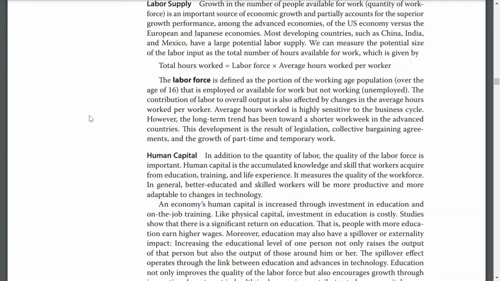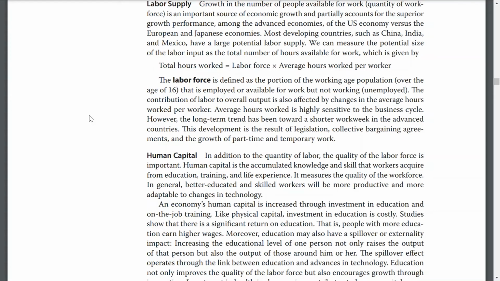The contribution of labor to overall output is also affected by changes in average hours worked per worker. Average hours worked is highly sensitive to the business cycle. However, the long-term trend has been towards a shorter work week, and in advanced countries, this development is the result of legislation, collective bargaining agreements, and growth in part-time and temporary work.